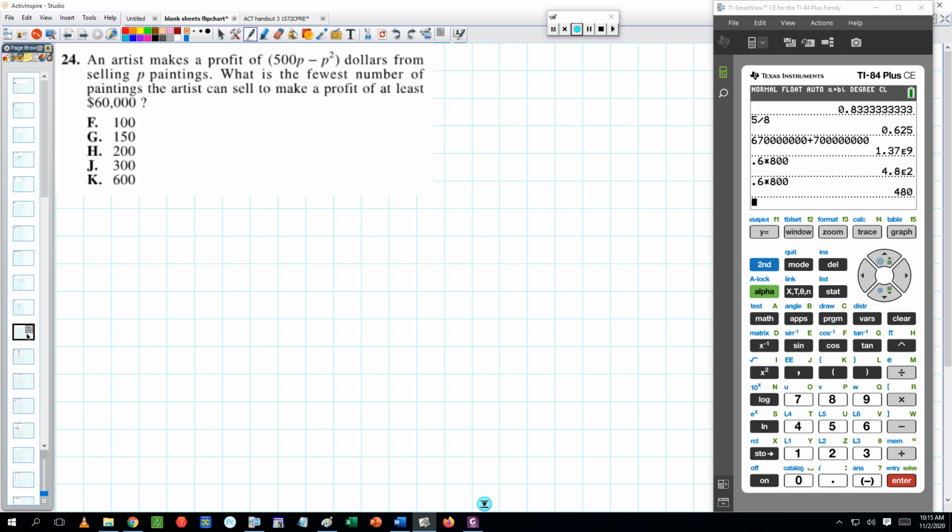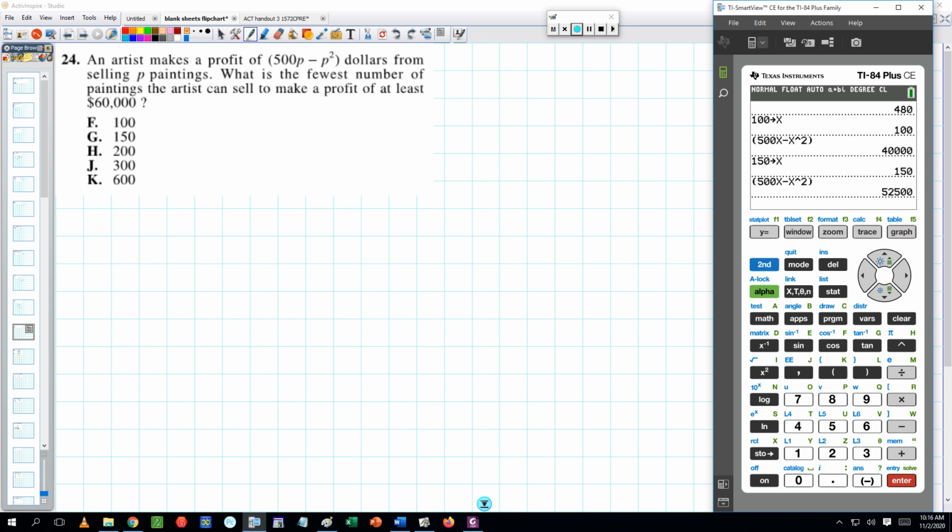An artist makes a profit of dollars from selling P paintings. What is the fewest number of paintings the artist can sell? I'm just going to go brute force and plug in each of the numbers one at a time. So 100, I'm going to use that first. I'm going to store that as my x instead of p. So 500 minus 500p x minus the x squared. Using the 100, I get 40,000. I need 60,000. Let's do 150 this time. If I do second enter, I can bring up the past expressions.